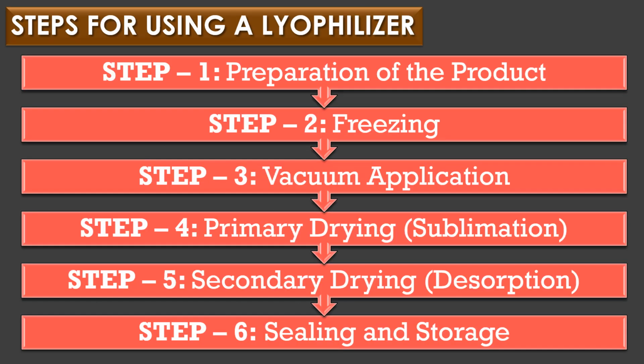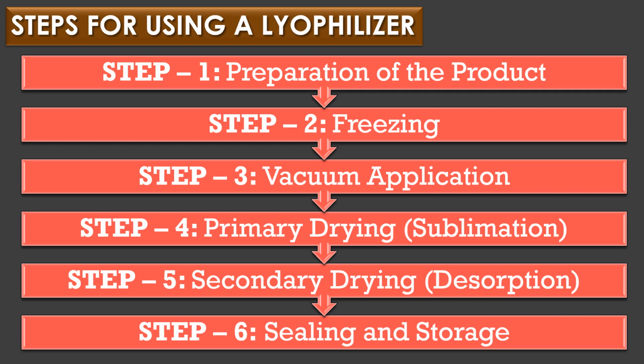Steps for using a lyophilizer. There are 6 steps. The first step is preparation of the product. The material to be freeze dried is placed in containers such as vials, flasks, or trays. The second step is freezing. The product is cooled to temperatures below its freezing point, usually between -50 degrees Celsius and -80 degrees Celsius. This ensures the water in the product is converted to solid ice.